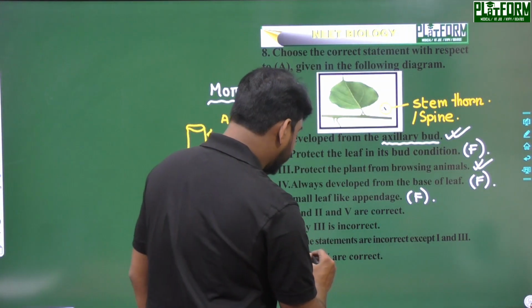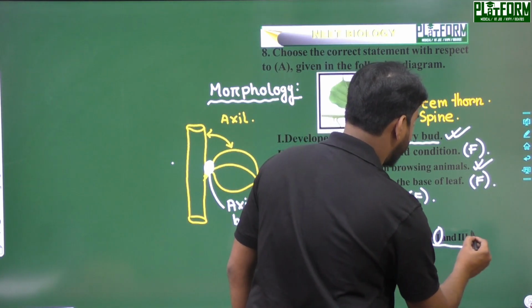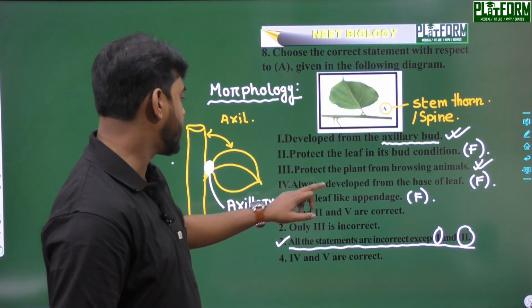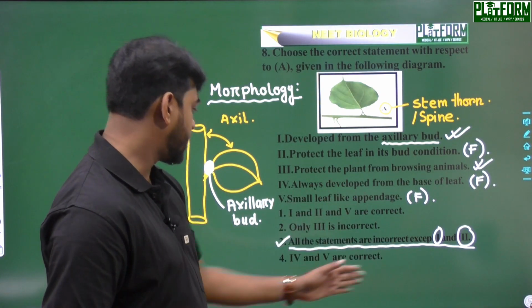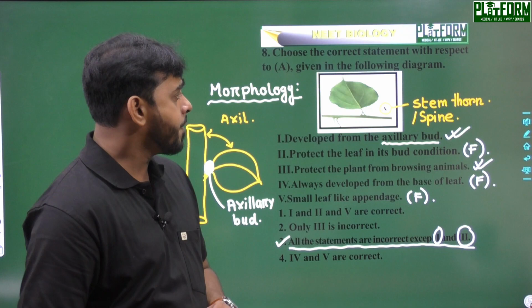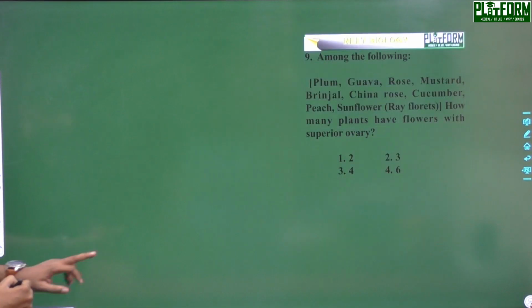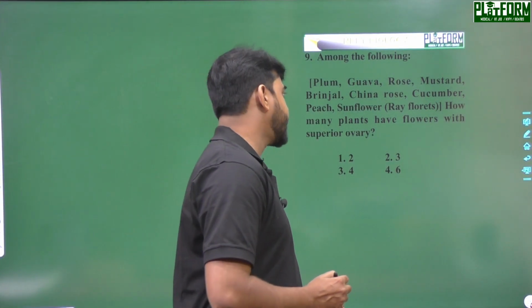All the statements are incorrect except 1 and 3. So only statements 1 and 3 are true, and apart from 1 and 3, all the statements are incorrect. Okay? Now, move to our next question.